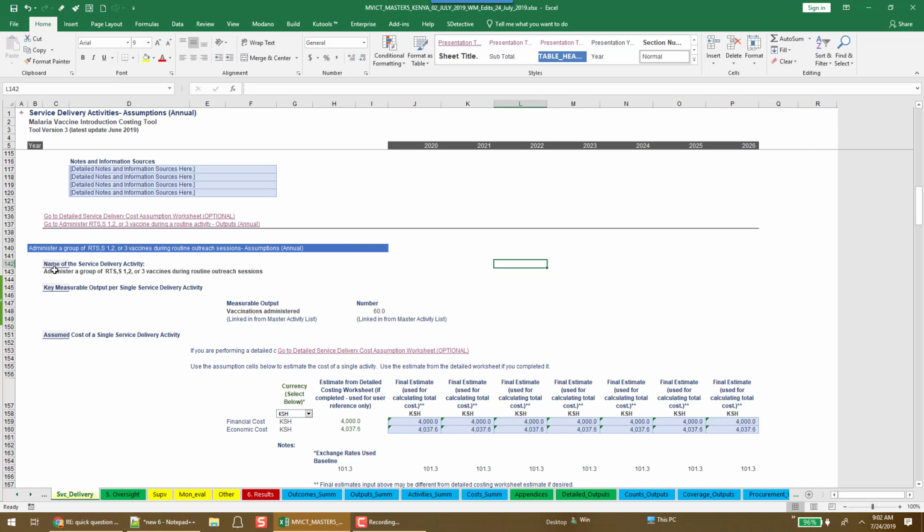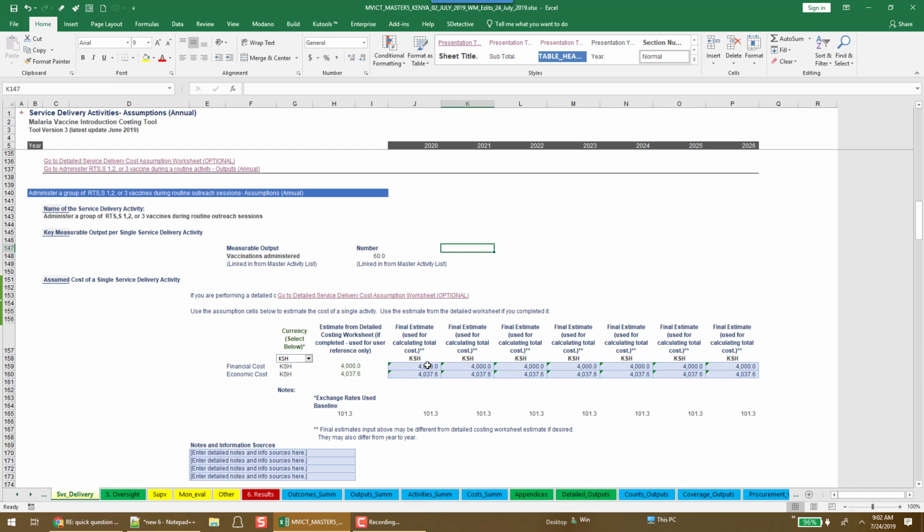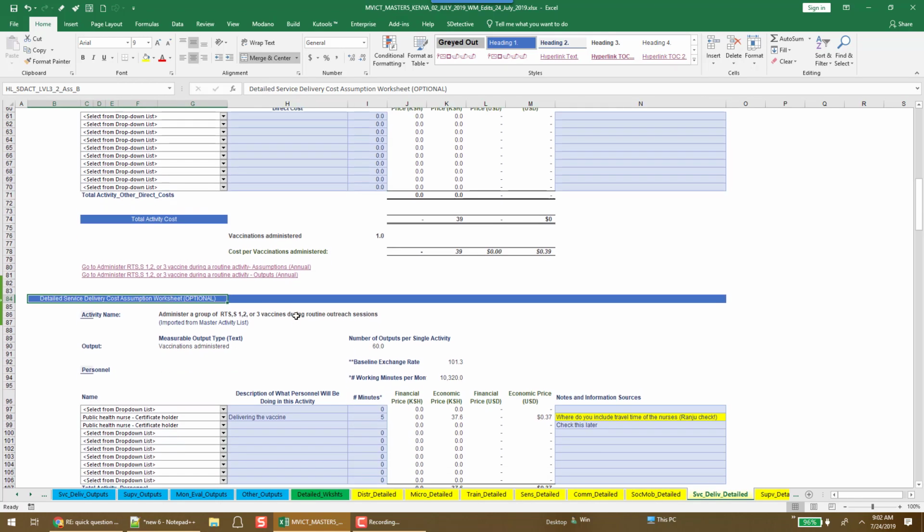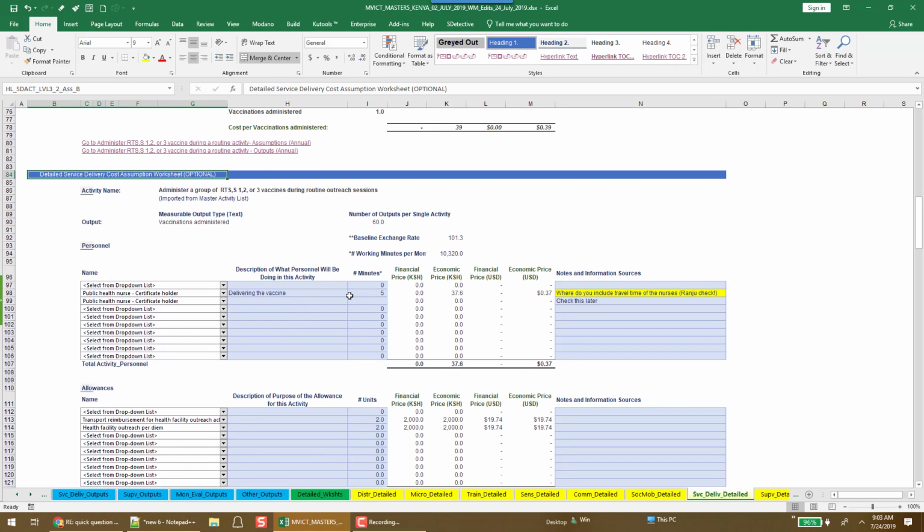Here you have a situation where you're administering a group of RTSS 1, 2, or 3 vaccines during a routine outreach session. Okay? And the assumption that's being made here is 4,000 shillings, either financial or economic, for administering 60 vaccinations. Now let's go to the detailed service costs and see how we've figured that one out. All right. And so the question is, where do we include the travel time of the nurse? Ron, you check. See, what's happening here is that you really are going to have a whole day probably of their time. Okay?